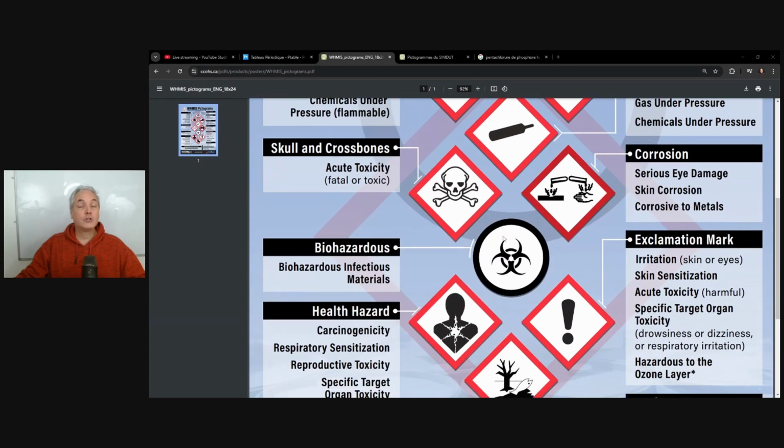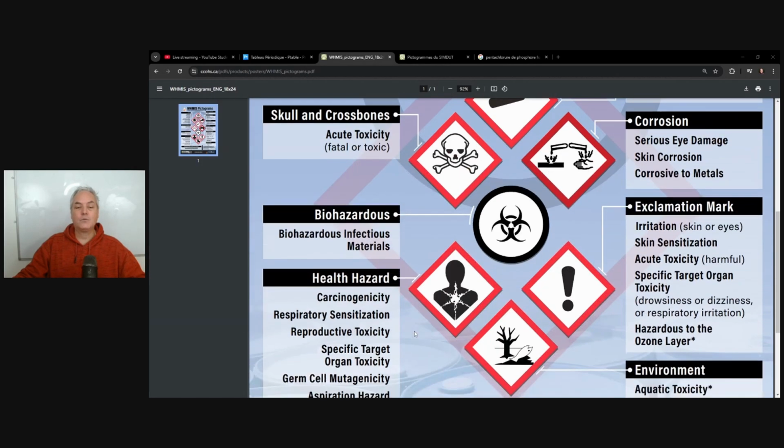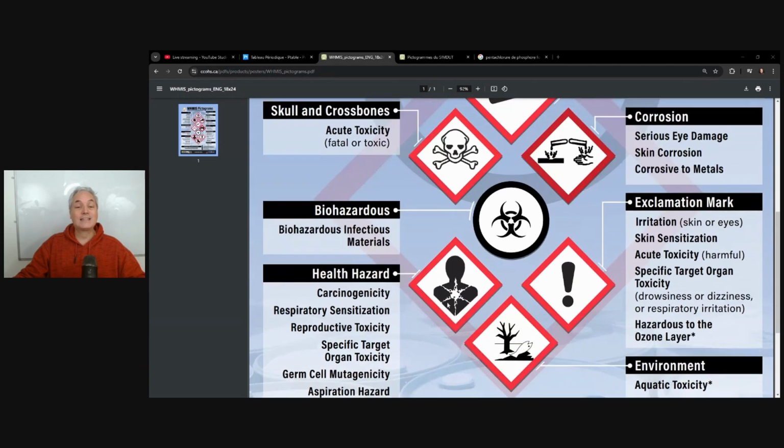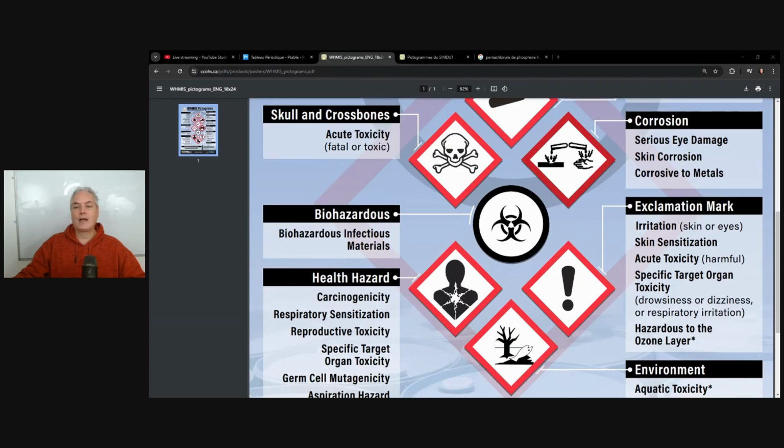With respect to toxic materials, we have a skull and crossbones for acute toxicity. We have here health hazards, which tend to be long-term consequences like carcinogenic effects, sensitivity of the respiratory system, as well as the reproductive system. We also have the exclamation point, which is a variety of toxicity with respect to human health. Indeed, irritation, skin irritation, and such.